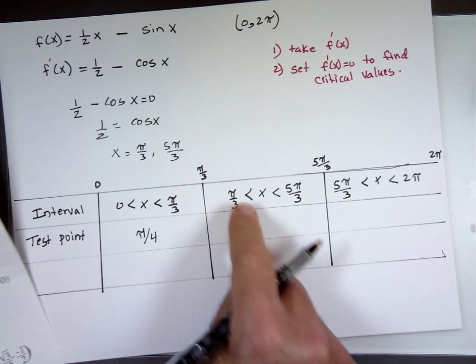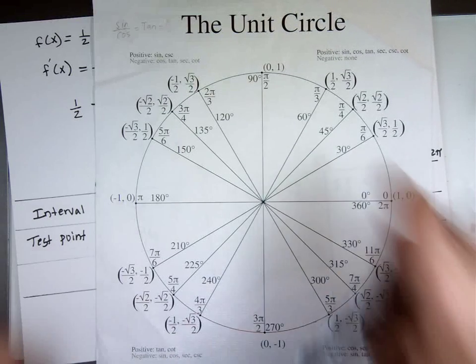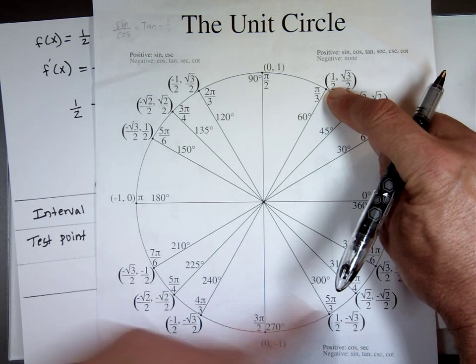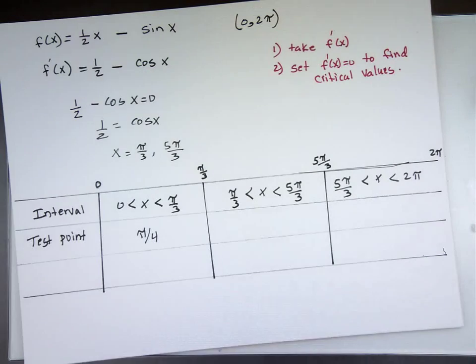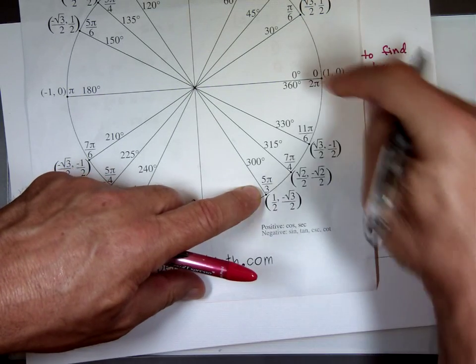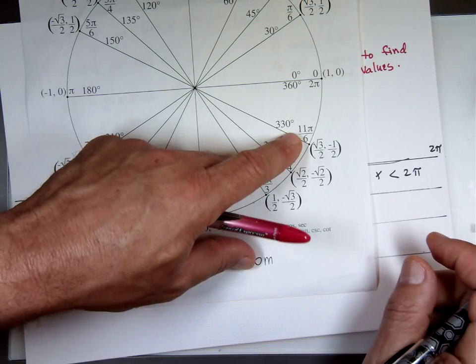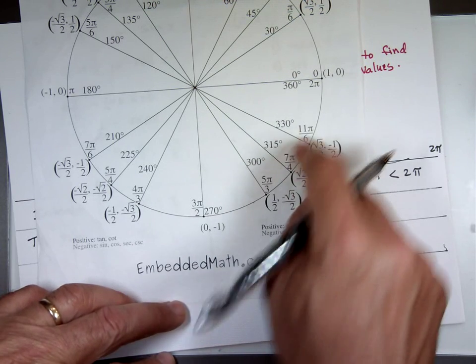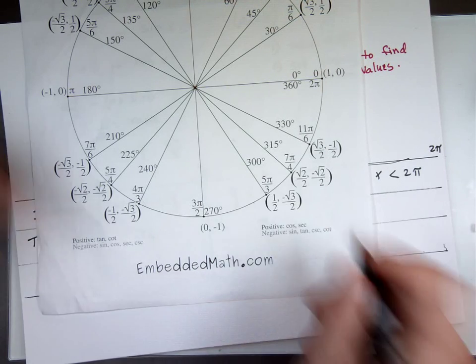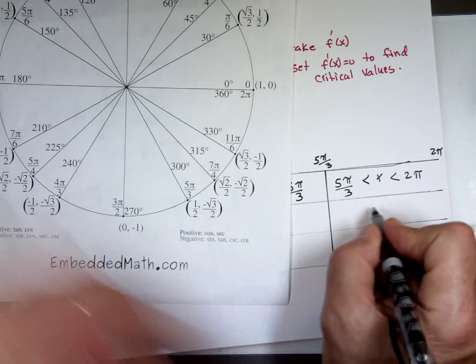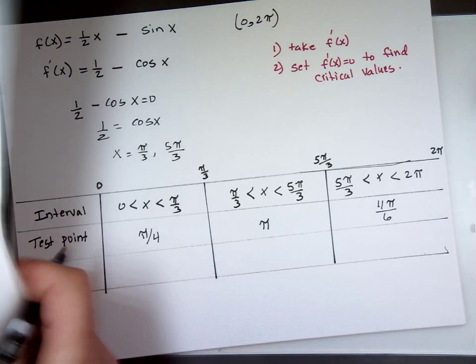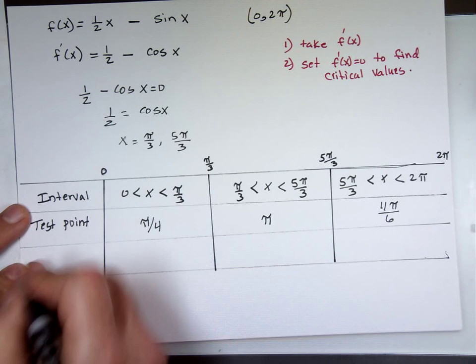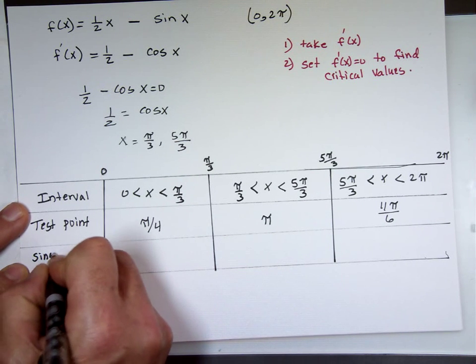Between pi over 3 and 5 pi over 3, between this and this, maybe I'll use pi. See that? That's an easy one. And between 5 pi over 3 and 2 pi, maybe I'll use 11 pi over 6? One of these 2 values. I'm picking these numbers because I know the answer to them. And all I care about is the sign of f prime of x.